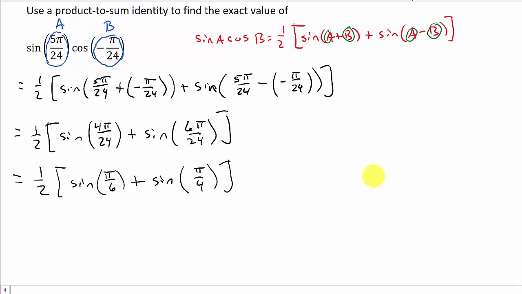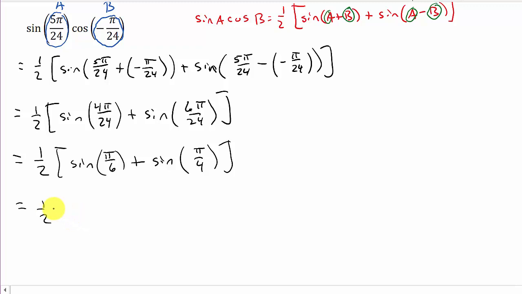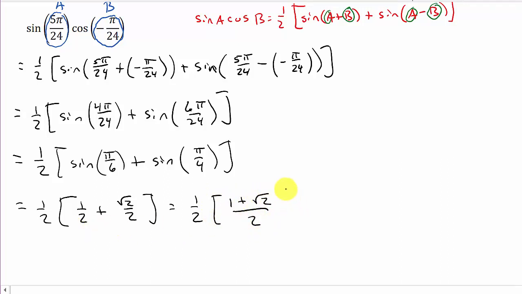Alright, so this is going to give us 1/2 times, and then we need to know the sine of pi over 6. Remember, pi over 6 radians is 30 degrees, and we know the sine of 30, or the sine of pi over 6, is 1/2, plus, and pi over 4 in radians is 45 degrees, so the sine of 45, or the sine of pi over 4, is square root of 2 over 2. So that gives me 1/2 times 1 plus square root of 2 all over the common denominator 2. Multiplying, 1 times 1 is 1, 1 times square root of 2 is square root of 2, and we multiply the denominators, 2 times 2 is 4, and that would be your answer.